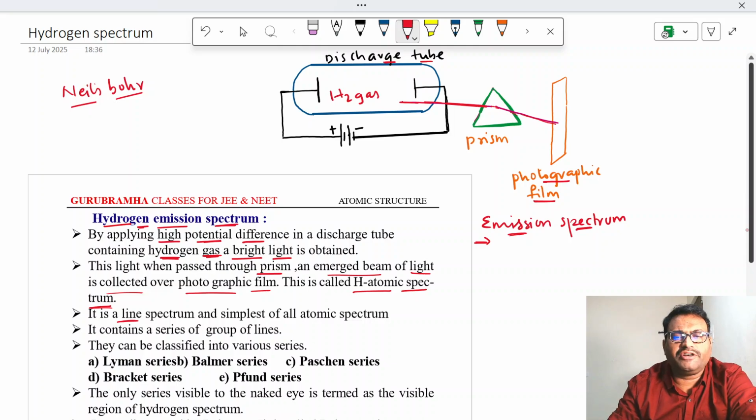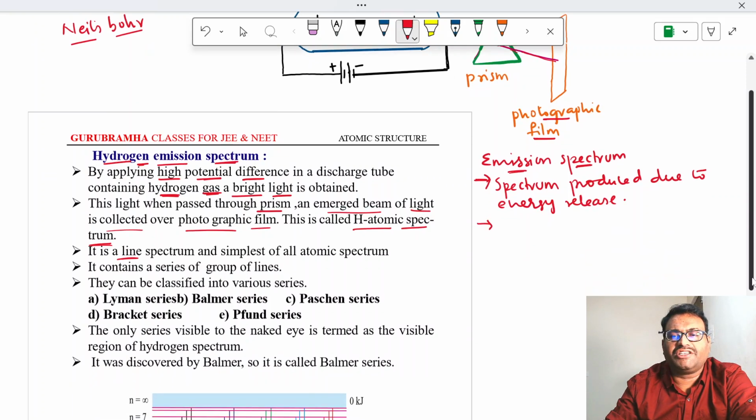So first of all, hydrogen spectrum is an emission spectrum. Emission spectrum means the spectrum or spectra produced due to release of energy, or emitting of energy.